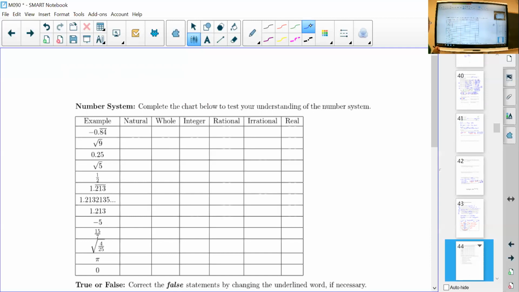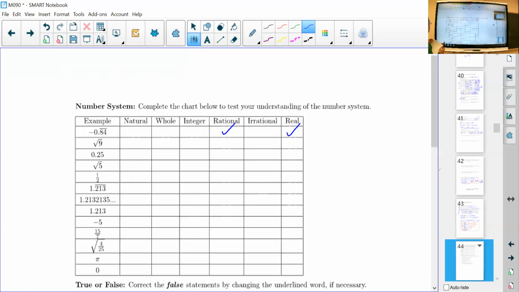Is it rational? Take a moment and think about that. Pause it if you need to. And this number repeats. So yes, it is rational. And every rational number is real. Because it's rational, it cannot be irrational. Every number on here should be in one of these two categories, either rational or irrational. Every number on here will be a real number. So those are a few hints.